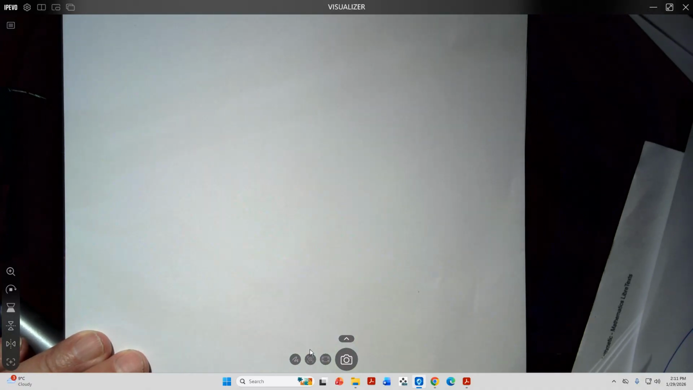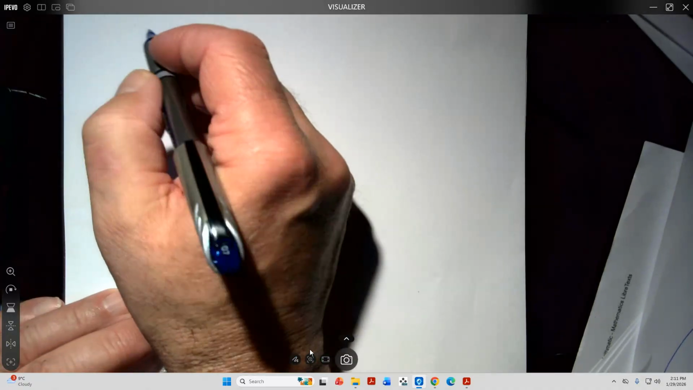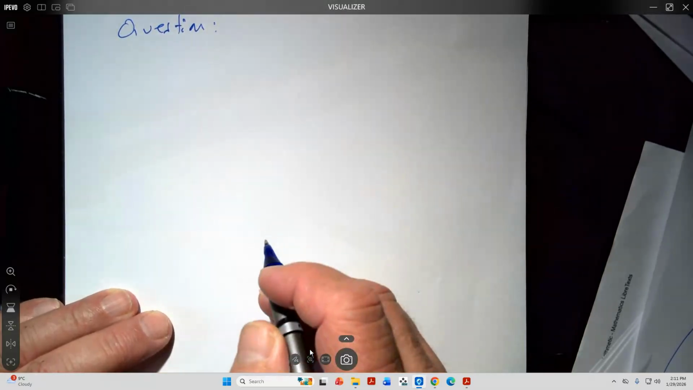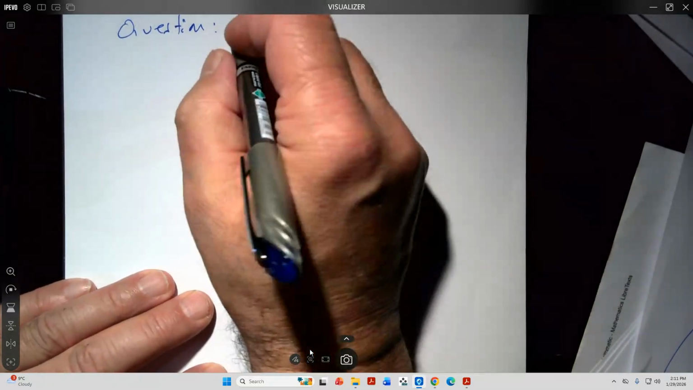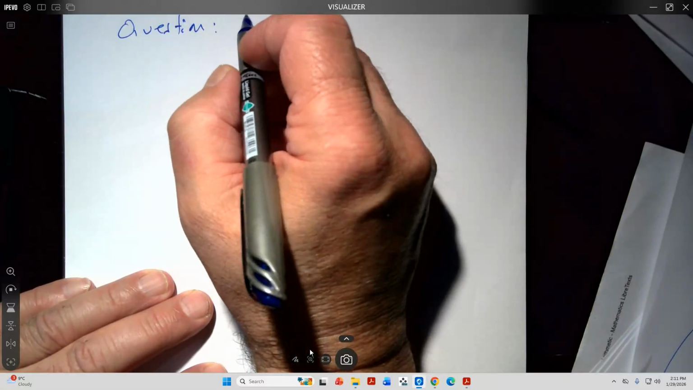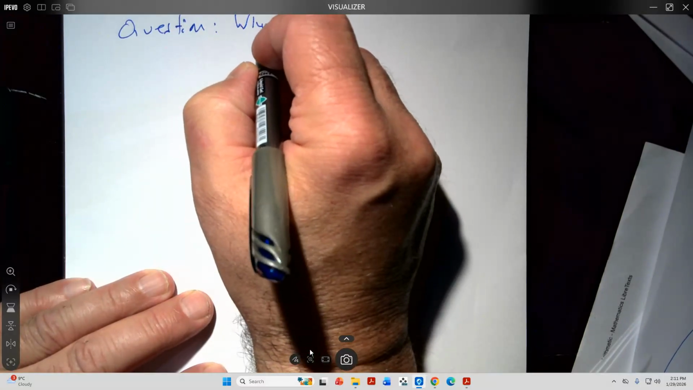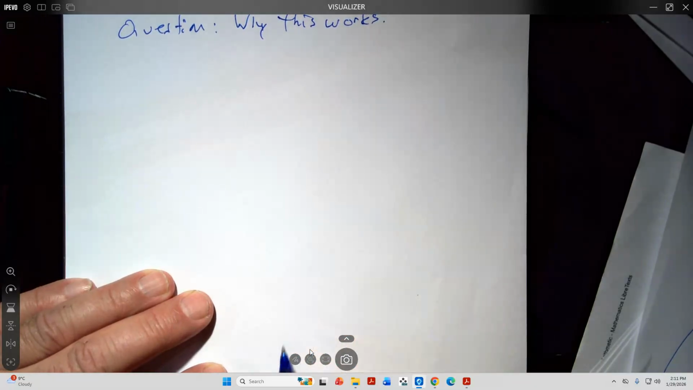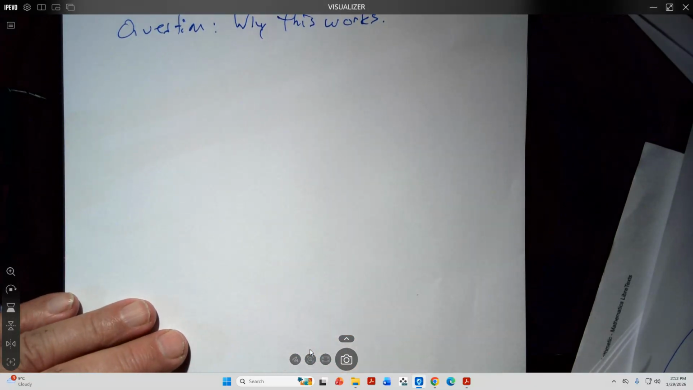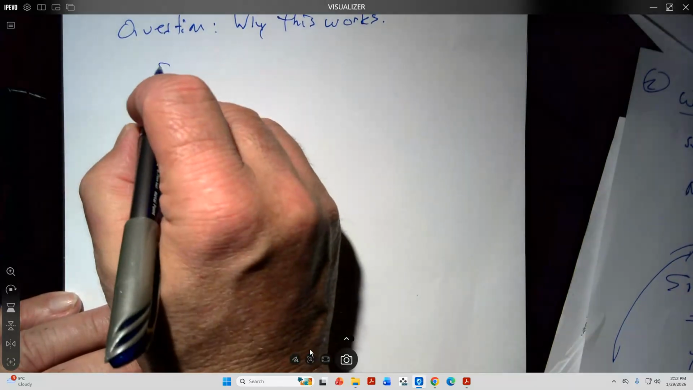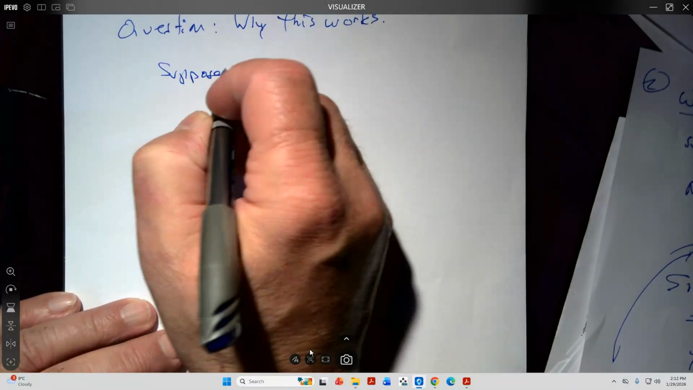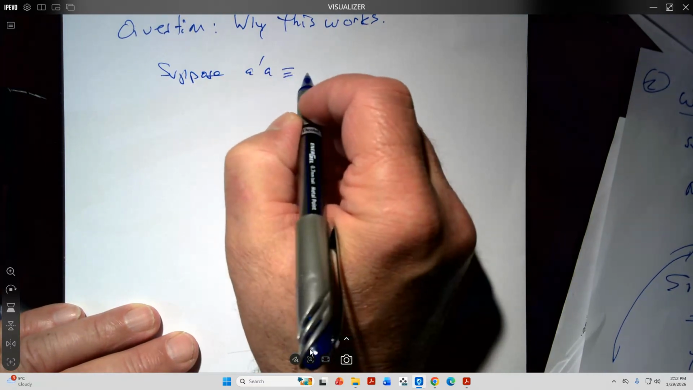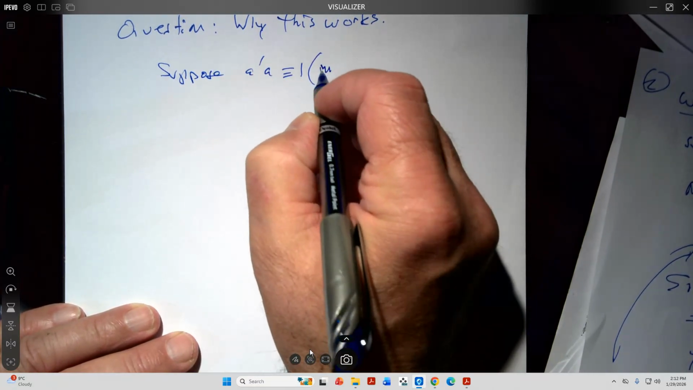There we go. So question: why does it act like an inverse? Why does this work? Okay, so suppose A prime times A is congruent to 1 mod M.